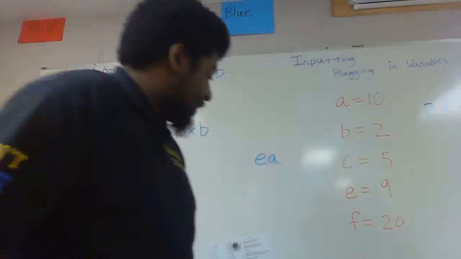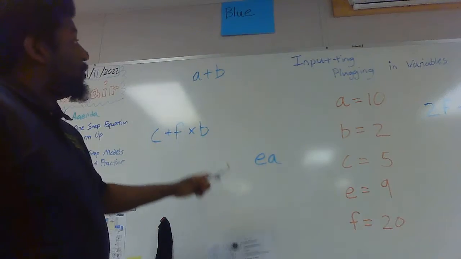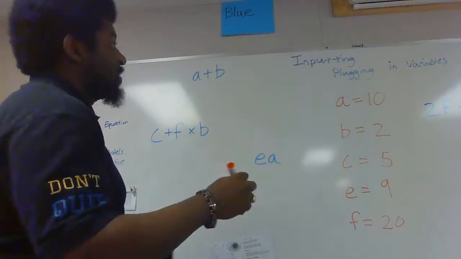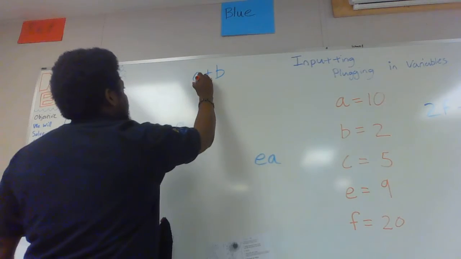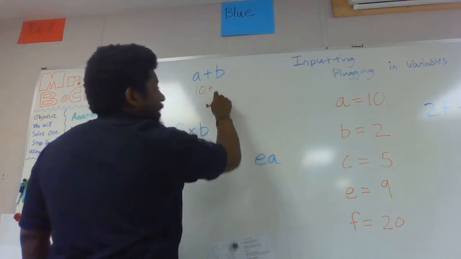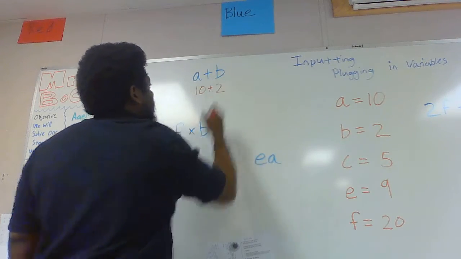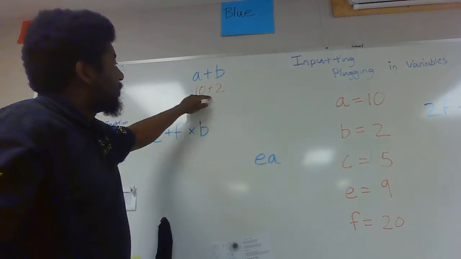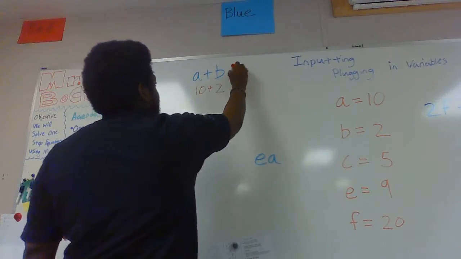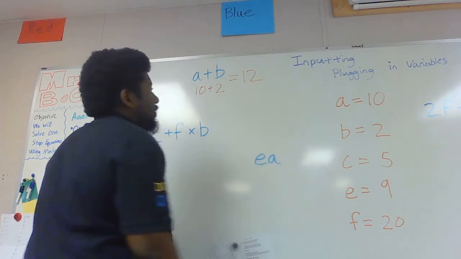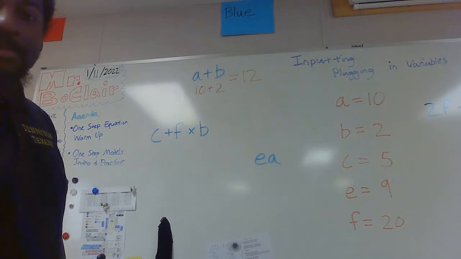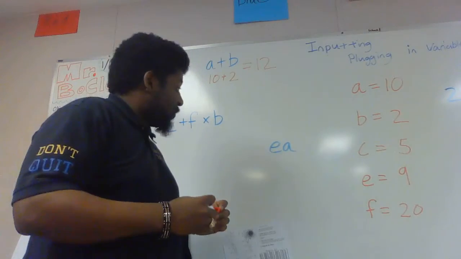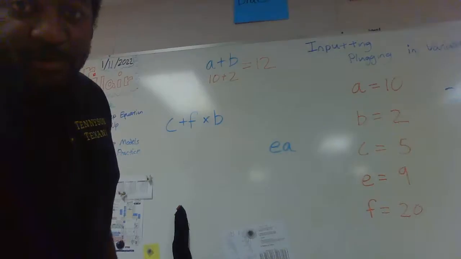What I mean by that is, looking at this first problem, I have A plus B. Well, when I look at my list over here, A equals 10, B equals 2. So if I'm solving A plus B, really I'm doing 10 plus 2. So A plus B equals 12. On every single problem I have, I do that, but I need to plug the correct values in first.